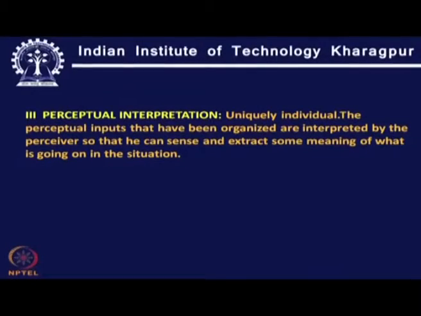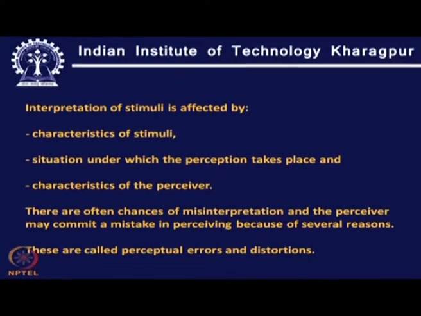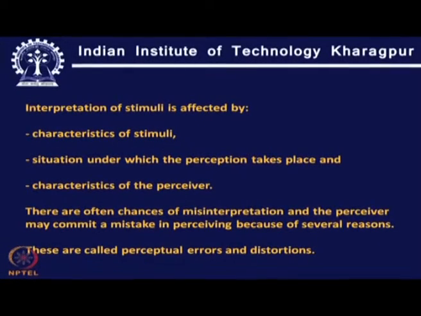This perceptual interpretation is again affected by certain factors: the characteristics of the stimuli, the situation under which the perception takes place, and of course the characteristics of the perceiver. Due to misinterpretation of factors in the stimuli or the environment, or special moods and emotions of the perceiver on certain days, the perceiver may make a mistake in giving meaning to situations. These are called perceptual errors and distortions.